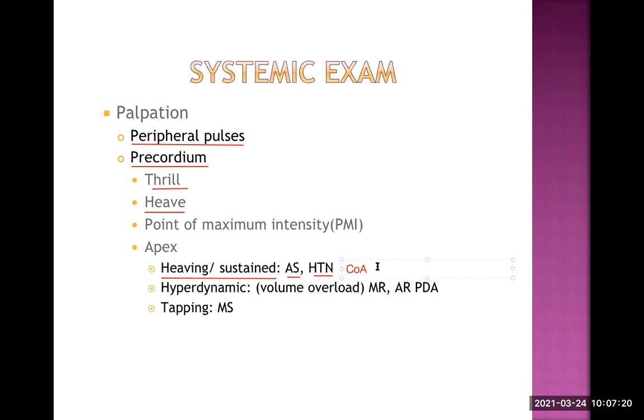So what is the point here? They are seen in pressure overload condition. So let me write it here for you. Pressure overload condition.